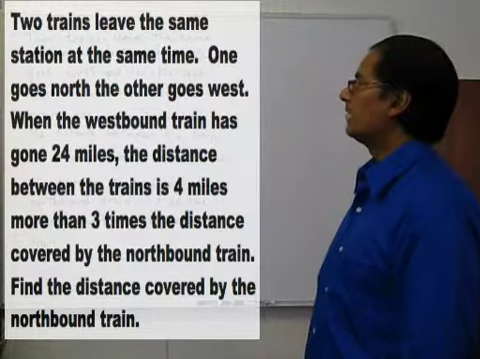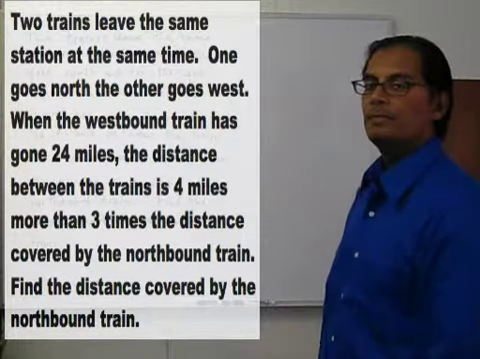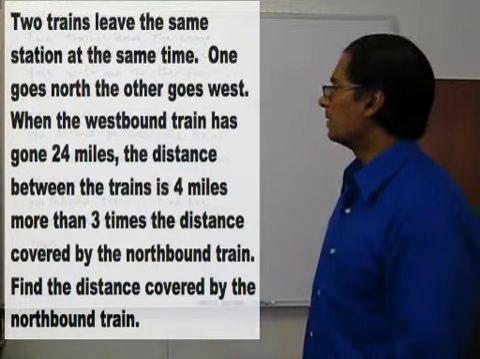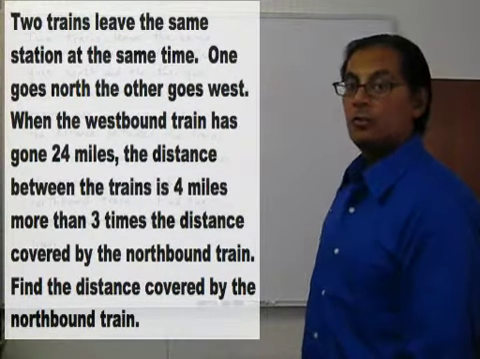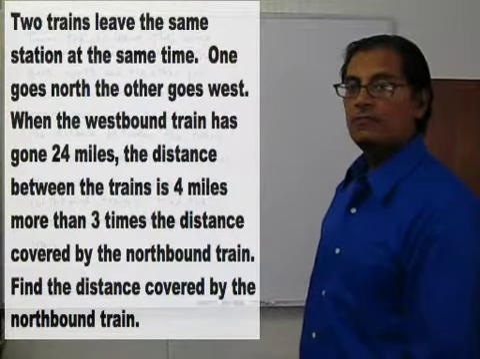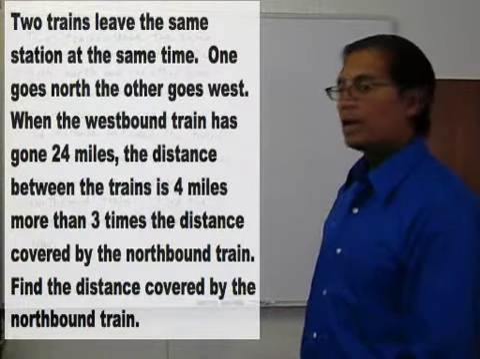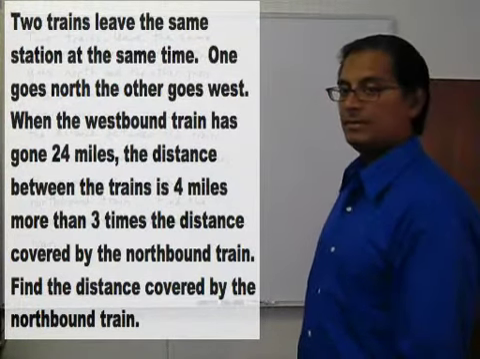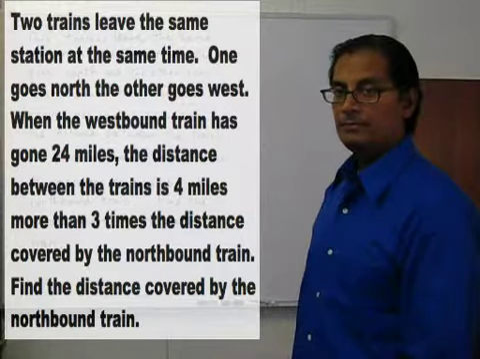Two trains leave the same station at the same time. One goes north, the other goes west. When the westbound train has gone 24 miles, the distance between the trains is 4 miles more than 3 times the distance covered by the northbound train. Find the distance covered by the northbound train.